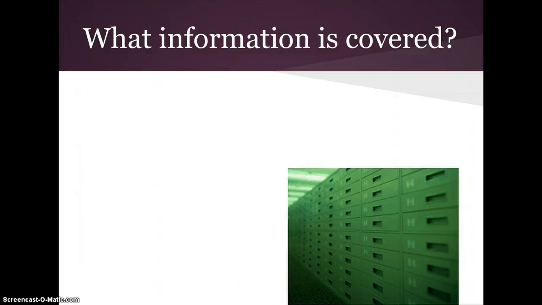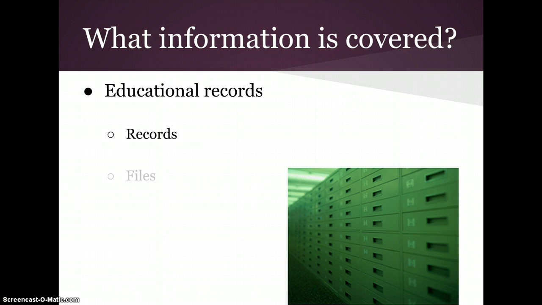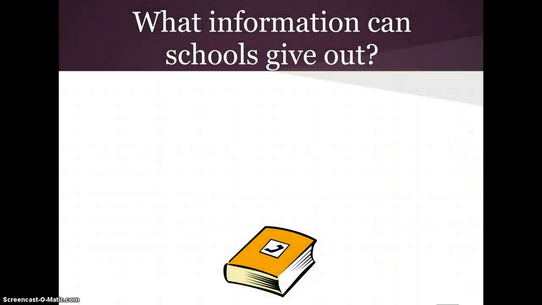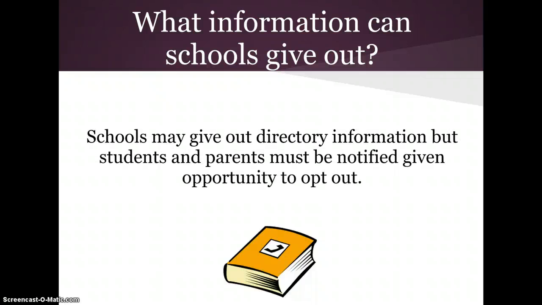What information is covered by FERPA? Educational records. This includes records, files, and documents that relate to a child's educational experience. There is some information that schools are allowed to give out. What information is this? Schools may give out directory information, but students and parents must be given the opportunity to opt out. This should be included in your information about FERPA policies.